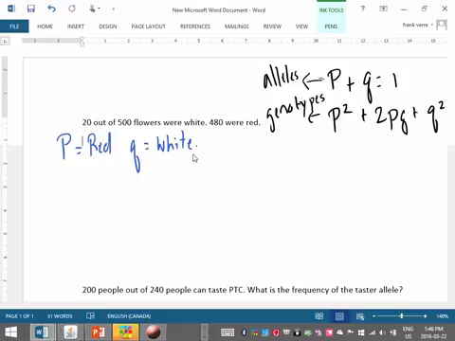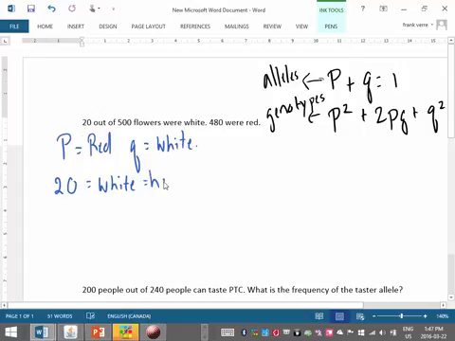I'm just going to show you how you can do it using an equation, because you won't really know what the composition of the population is going to be. So, here's what we know. We know 20 are white. And we know for you to be white, you need to be homozygous what? For you to be homozygous recessive, that is your genotype. Correct? Okay.